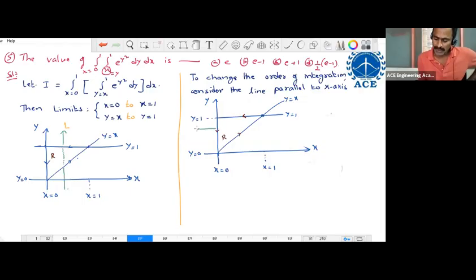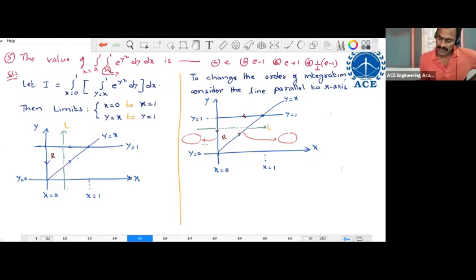When you draw the line parallel to the x-axis, the line enters the region through the curve x equal to 0 only. The same line passes through the region and leaves the region through the curve y equal to x. This is the line parallel to the x-axis. This line is entering the region through this curve, so this entering curve will give the lower limit. This leaving curve will give the upper limit of x only.